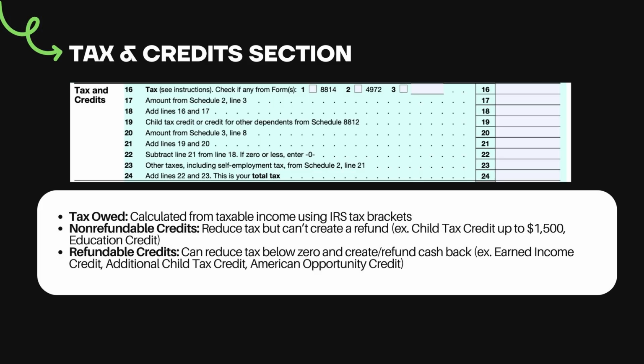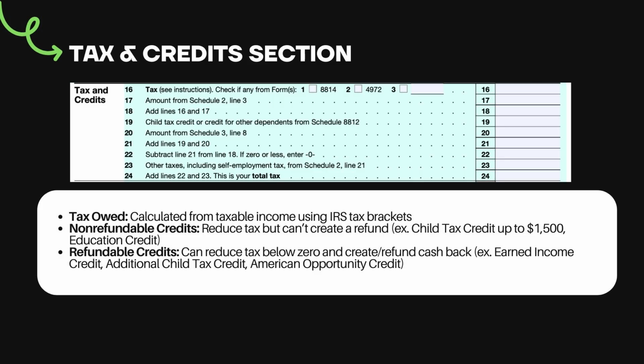Non-refundable credits. These reduce tax but can't go below zero. For example, the child tax credit up to $1,500 is non-refundable. If your client owes $2,000 in tax and they get a $1,500 child tax credit, it drops the tax bill to $500. But if they only owed $1,000, the extra $500 doesn't turn into a refund. It just stops at zero.